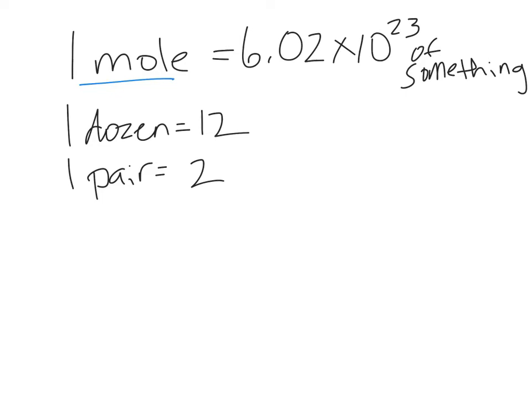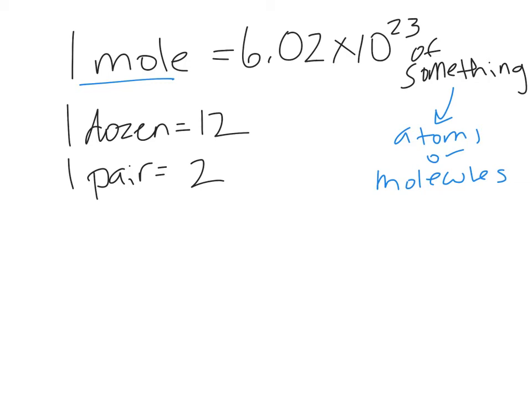But a mole is a counting number, just like dozen, pair, few, gross. There are all kinds of different counting numbers, okay? So a mole is 6.02 times 10 to the 23rd of something. Now in chemistry, that something is going to be either atoms or molecules. That's what that something refers to when we're talking about chemistry, right?